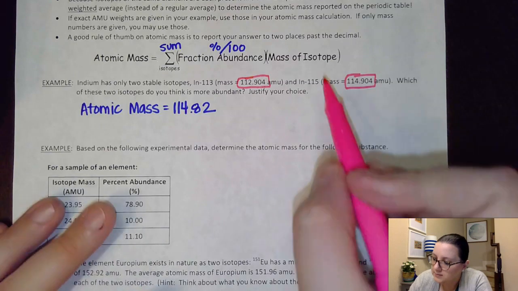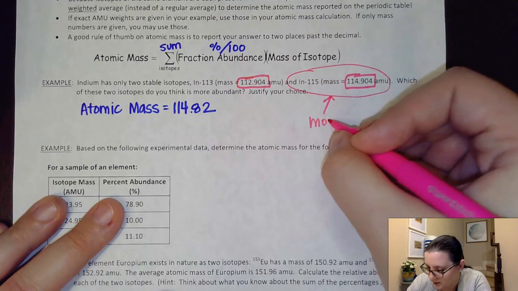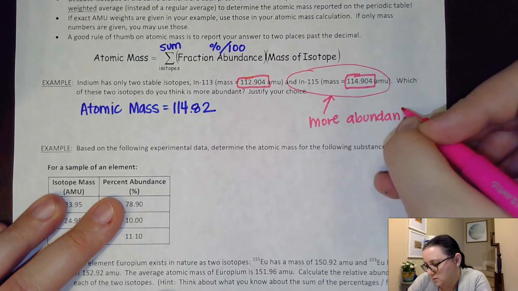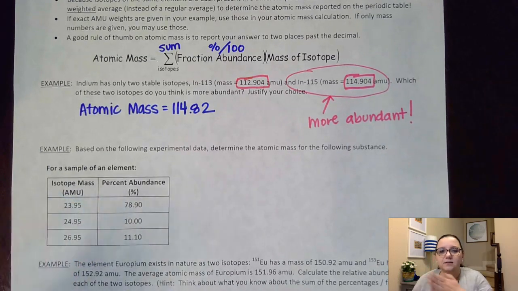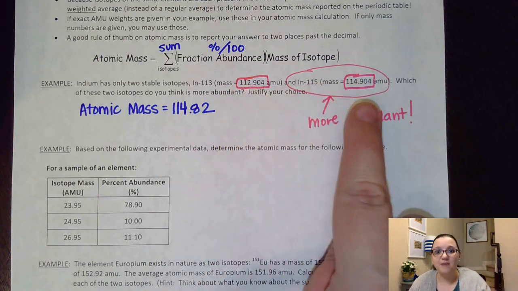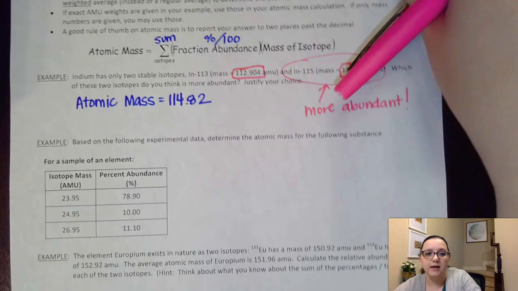So what that means is that this indium-115 must be way more abundant because the average is closer to that number than it is to the other. I might have 90% of the indium-115 and maybe only like 10% of the indium-113 to get that average to be skewed so far over towards that one isotope. Obviously, you can do exact math with these, and that's what we're going to do next.